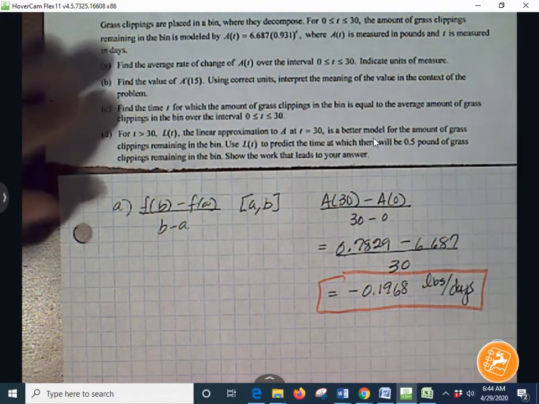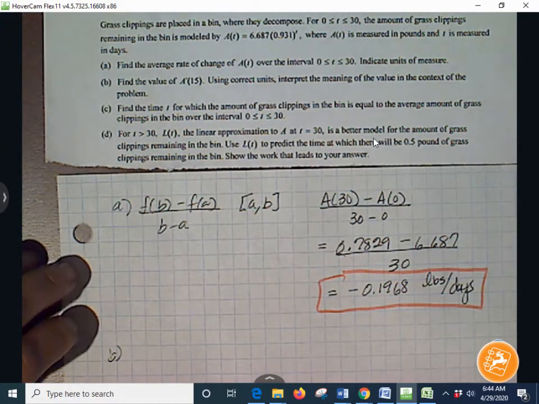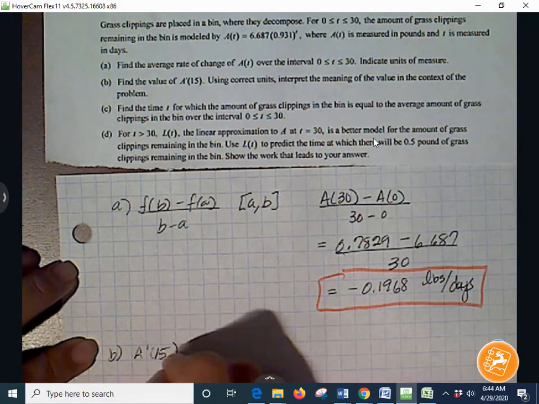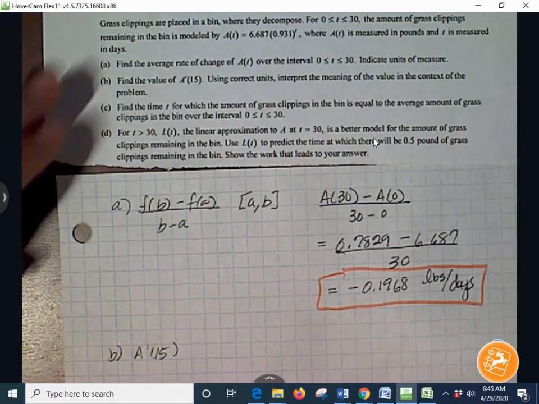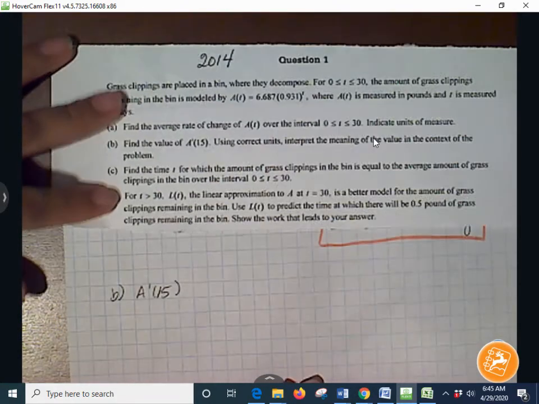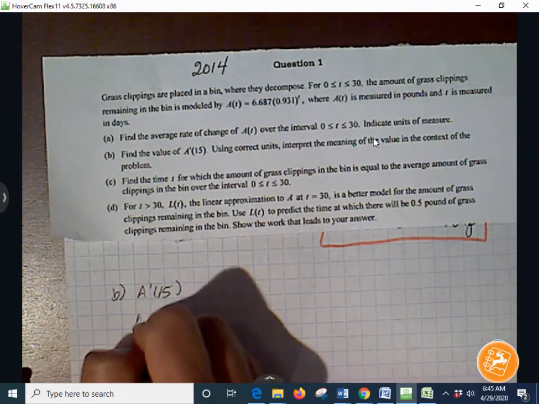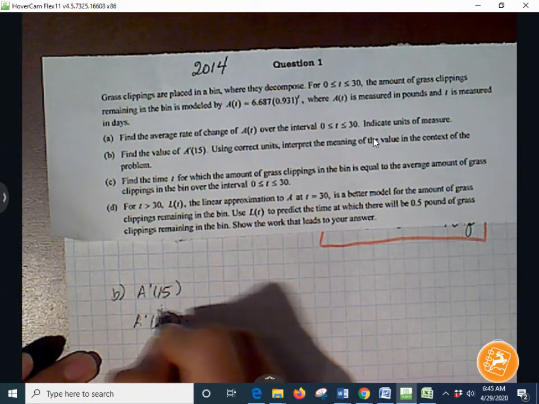All right, so now we have part B. Find the value of A prime of 15. Using correct units, interpret the meaning of the value in the context of the problem. Okay, now there are 2 ways to find A prime of 15. There's a long way, which I will show you first. Oh, sorry, that's supposed to be t.